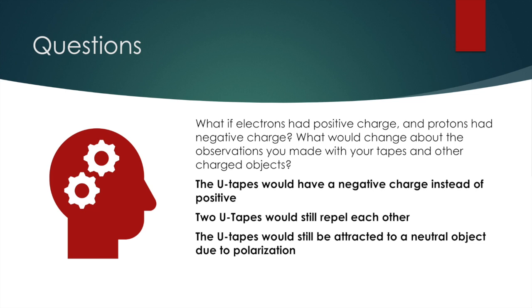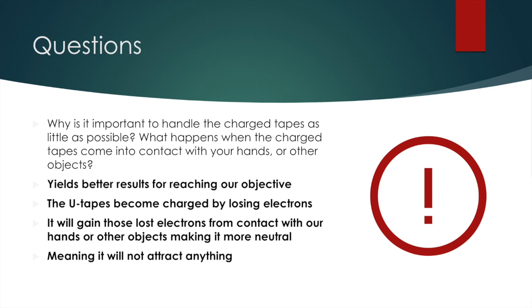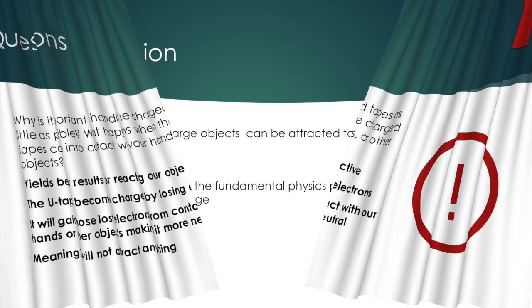Now the answer to this question is that the observation wouldn't really change. The only thing that would be different is that the U-tape is negatively charged instead of positively, and it will still be attracted to neutral objects, and they will still repel each other. The reason why we try to eliminate contact as much as possible is that it yields better results for our objective, and the U-tapes won't become as neutral by contact with our hands.